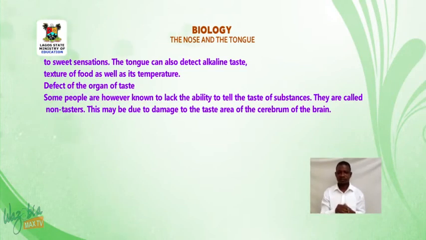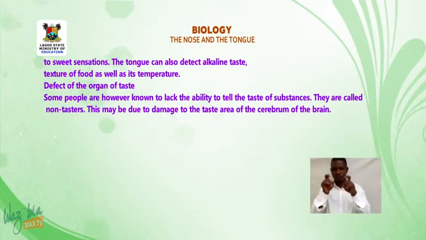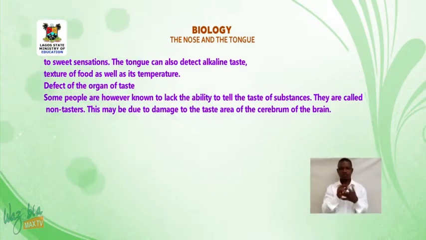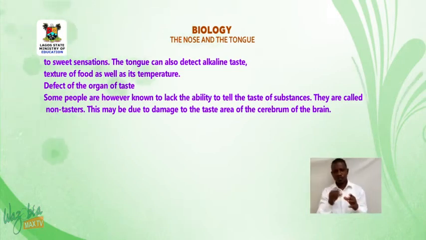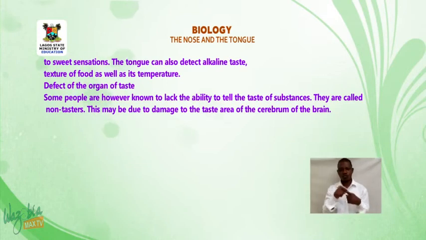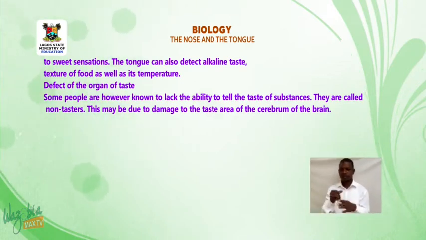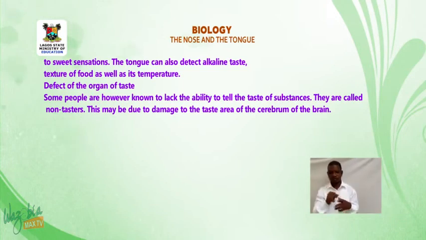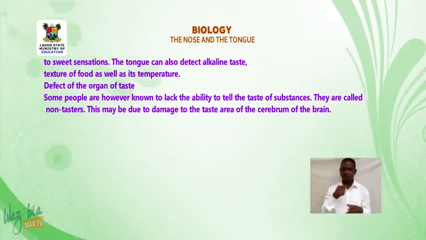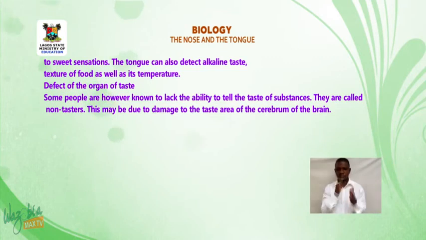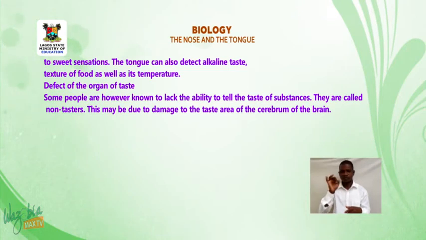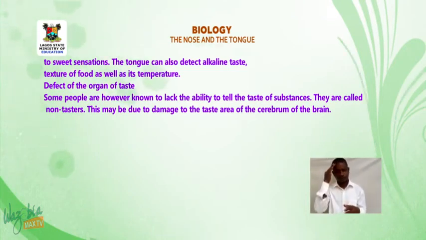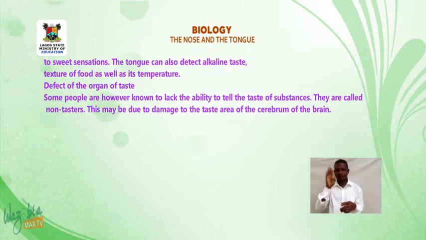Now let's look at the defects of the organ of taste. Some people are, however, known to lack the ability to tell the taste of substances. They are called non-tasters. Those people that lack the ability to tell the taste, we call them non-tasters. This may be due to damage to the taste area of the cerebrum of the brain.